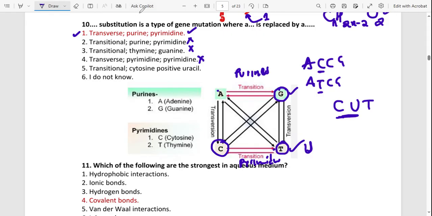In other words, let me just say that 5 would have been a potential answer. But because you have got something that is more specific, a substitution is the one that you are getting, isn't it? So now let's look at the question again so that we don't make any mistake. Actually, this is transitional. Okay, so that is supposed to be correct. So let's say we have dash substitution is a type of gene mutation where a dash is replaced by a dash. So transversion substitution is a type of gene mutation where a purine is replaced by a pyrimidine. That's transversion.